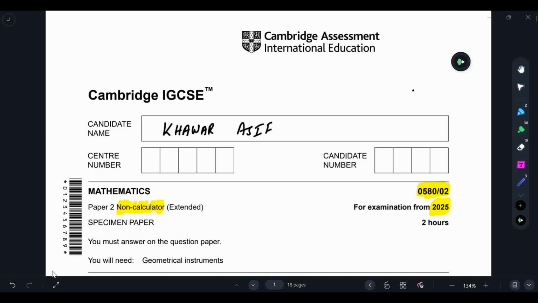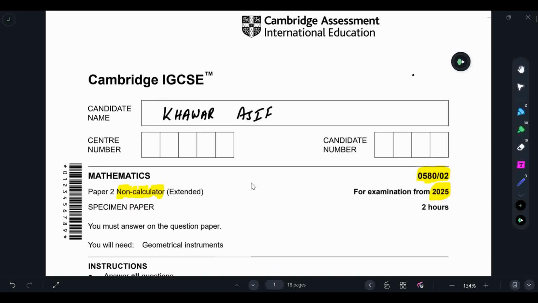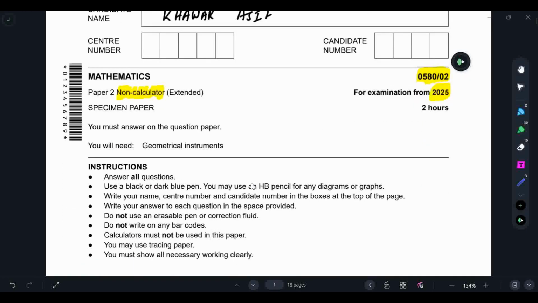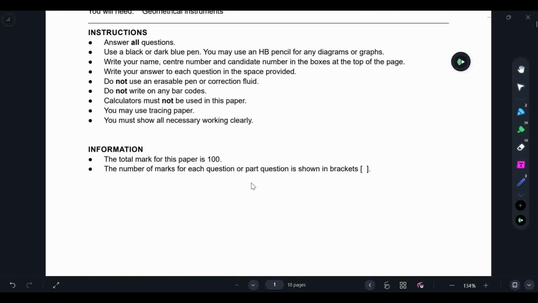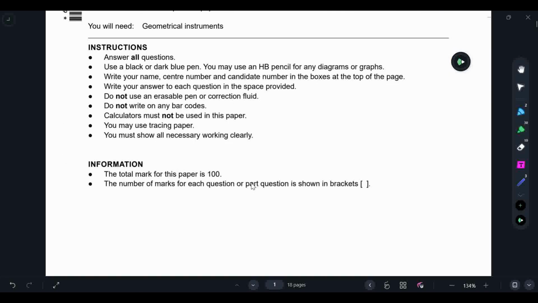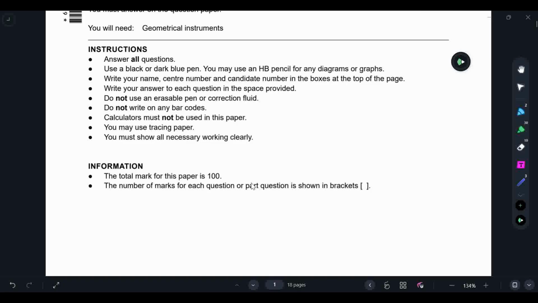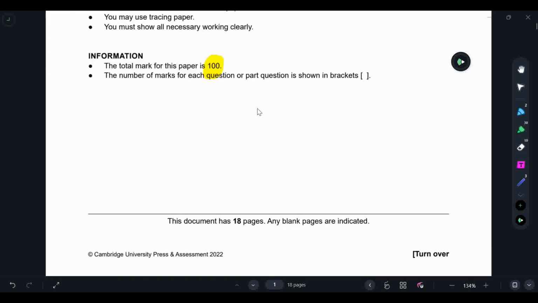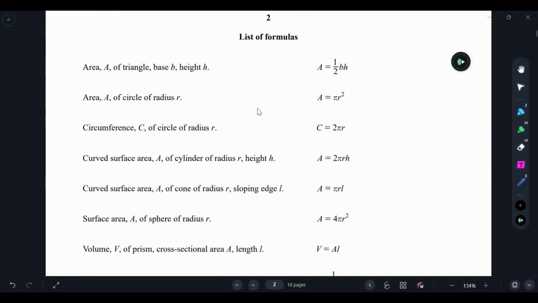Now keep this in your mind that in this paper we are not allowed to use the calculator, but a formula sheet will be given to us, and the total mark of this paper will be 100 marks, and the weightage will be 50% marks. These are the instructions we have to follow, and let's move to the list of formula.